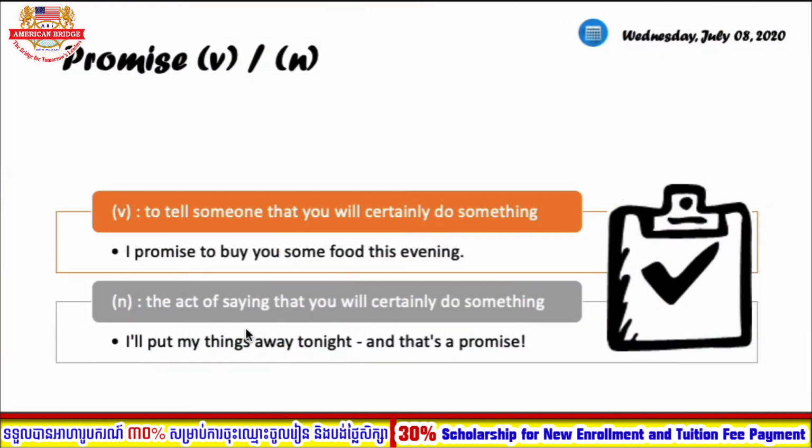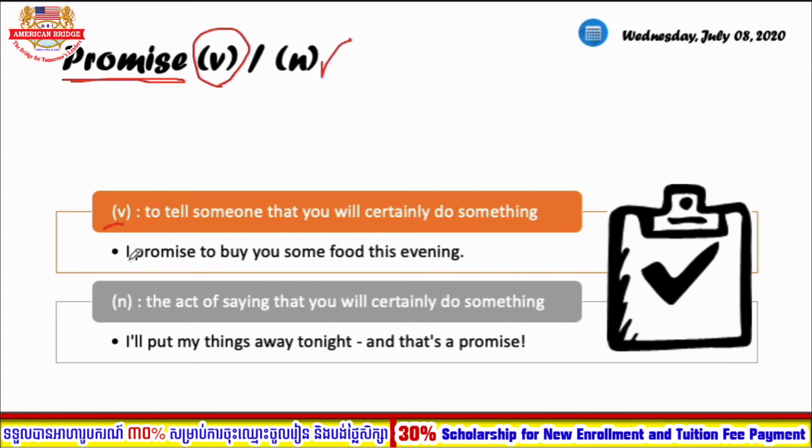For the first word, it is a little bit tricky because, as you can see, here is the word promise. It is written the same and pronounced the same, but it has two different functions. It can function as a verb, and at the same time, it can also function as a noun. Let's look at the first meaning, which is the meaning of the verb. When promise functions as a verb, it means to tell someone that you will certainly do something. You make a promise, which means you guarantee that you will do something.